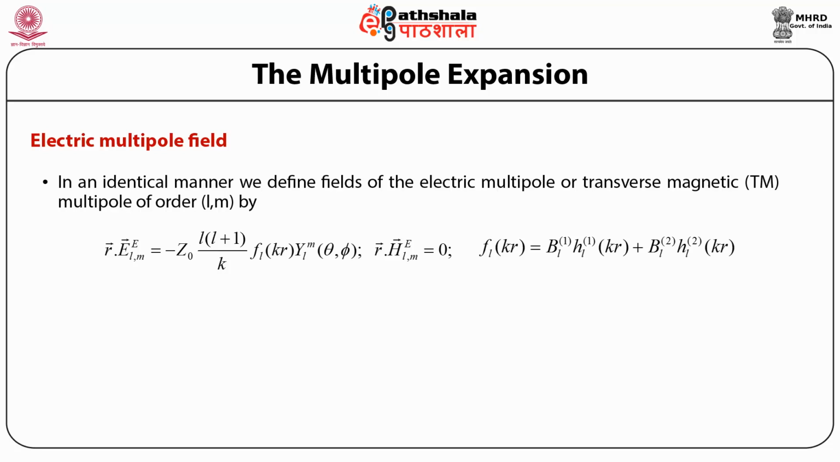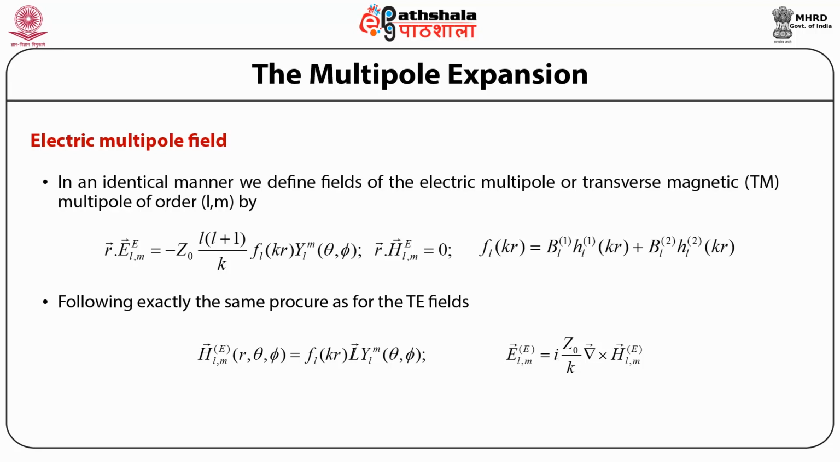In an identical manner, we define fields of the electric pole of order Lm by r⃗·E⃗_Lm^(e) = −Z₀ L(L+1)/k · F_L(kr) Y_Lm(θ,φ), and r⃗·H⃗_Lm^(e) = 0. Following exactly the same procedure as for the transverse electric fields, we get H⃗_Lm^(e)(r,θ,φ) = F_L(kr) L⃗ Y_Lm(θ,φ), and E⃗_Lm^(e) = iZ₀/k ∇×H⃗_Lm^(e).